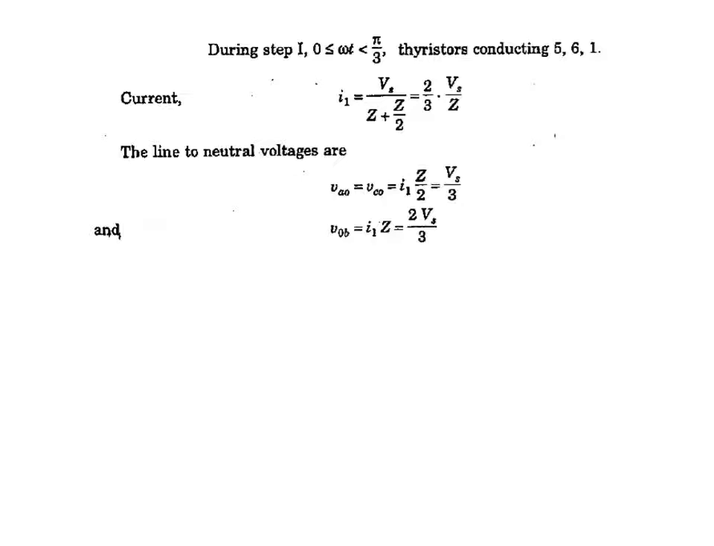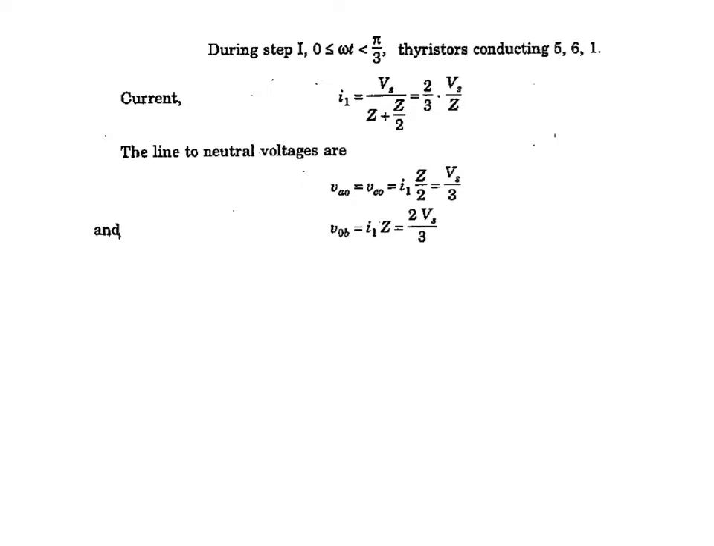At that time, the current flowing through the circuit as per the equivalent circuit is I1 equal to Vs divided by (Z plus Z divided by 2), which is equal to 2 by 3 Vs divided by Z. And line to neutral voltages are Va0 equal to Vc0 equal to I1 into Z by 2, equal to Vs divided by 3, and V0b is equal to I1 into Z, equal to 2 Vs divided by 3.